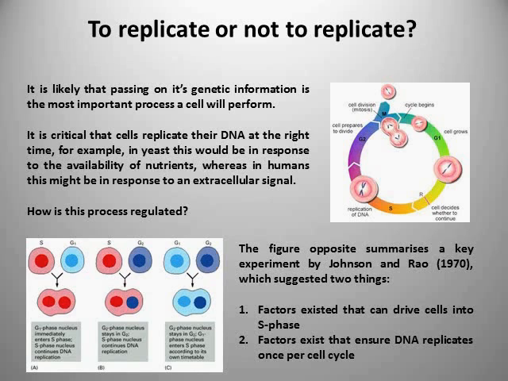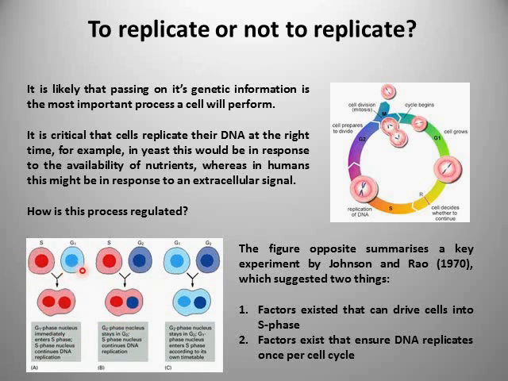It suggested that factors exist in the cell that can drive cells into S phase. So things exist in cells which are able to drive cells forward through the cell cycle. At this point, it wasn't clear what these factors were, but these experiments prove that they probably exist. The second thing that these data suggest is that these factors which drive the cells forward into S phase, well, there are also additional factors that must exist which make sure that DNA only replicates once per cell cycle. So how did they come to those two conclusions from these simplistic data here?